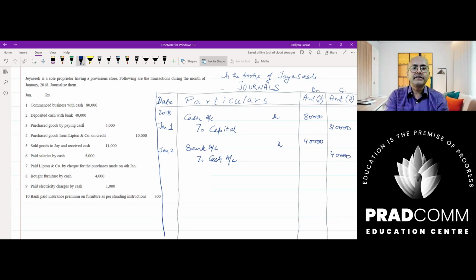Jan 3, purchase goods by paying cash. Simple, purchase is an expense. Cash is going away, so cash account is credited. 5,000. Then comes 4th Jan.